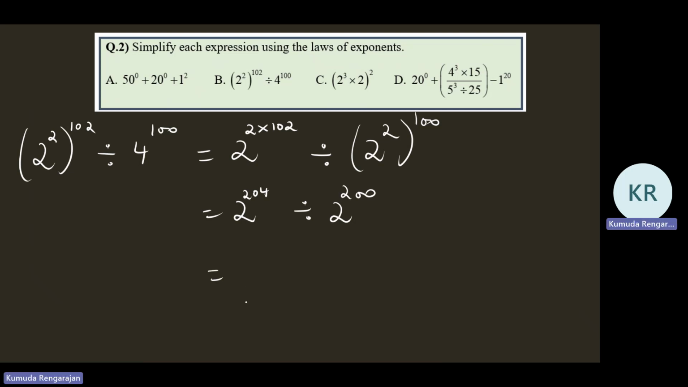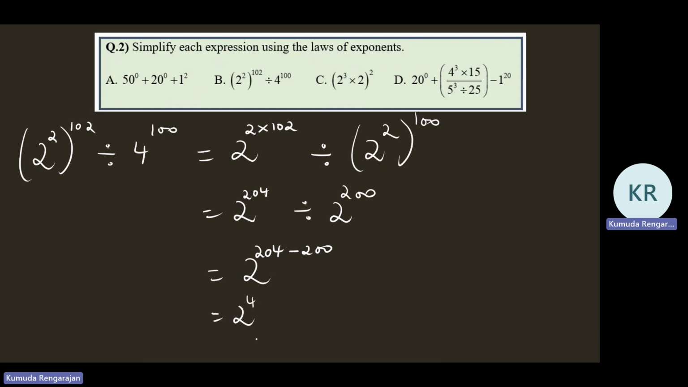Now bases are the same. It's division, so subtract the powers. Base are same, 2, 2. So write the 2. It's division, so subtract the powers. 204 minus 200. So 2 raised to the power 4 is the final answer.